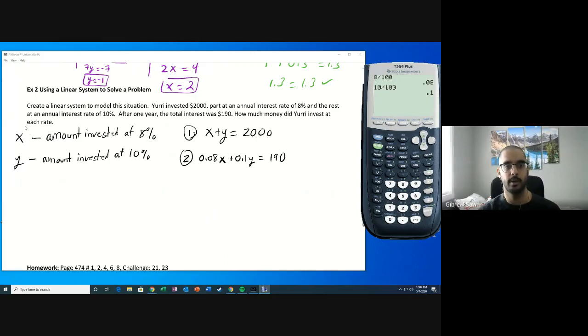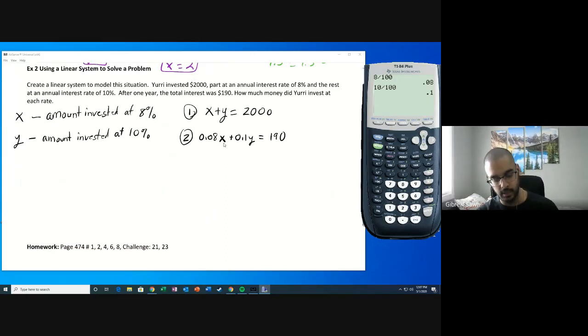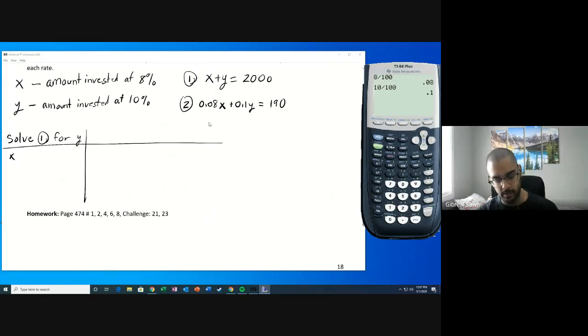The hardest part about an application question like this is actually setting up the system. But now we're still going to use substitution. We're going to pick the equation that's easier to solve for a variable. I'm choosing equation 1, so let's solve number 1 for y. You could solve for x if you want. It makes no difference. So x plus y equals 2,000, which means y is equal to 2,000 minus x.